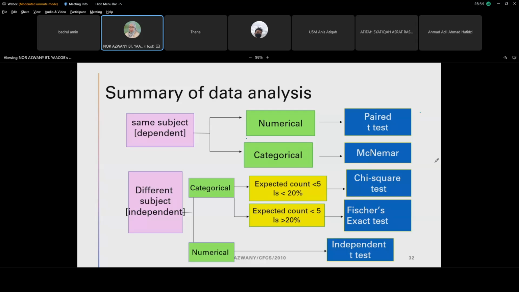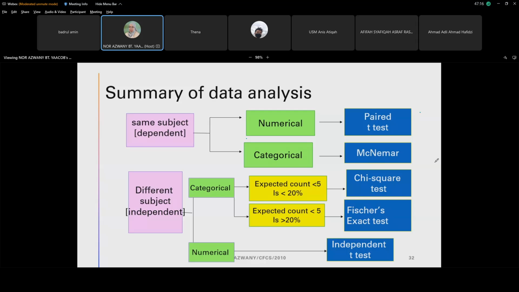If it is multiple true or false, sometimes we give you, okay, the appropriate test for the following is, so let's say, to compare knowledge score between hypertension and non-hypertension is independent t-test. So true or false, something like that.